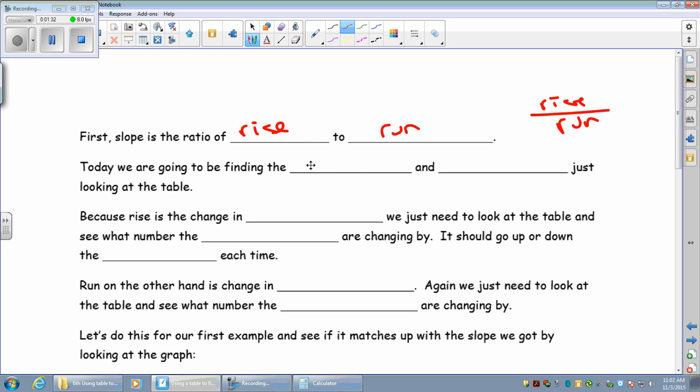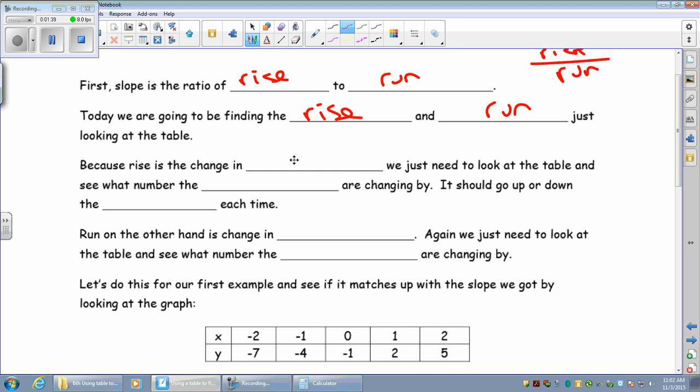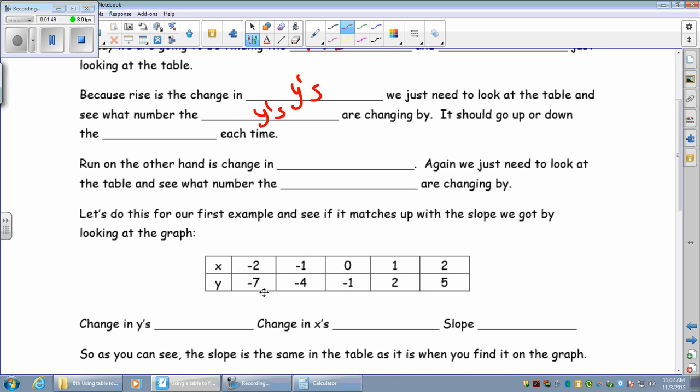Now today we're going to be finding the rise and the run just by looking at the table. Because rise is the change in y's, we need to look at the table and see what number the y's are changing by. So taking a look at this table, what are these y's changing by each time? Hopefully you said 3, because that's what it's changing by. And it should go up or down the same each time, just like every single time here, it's going up by 3.